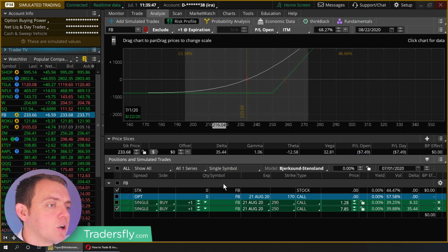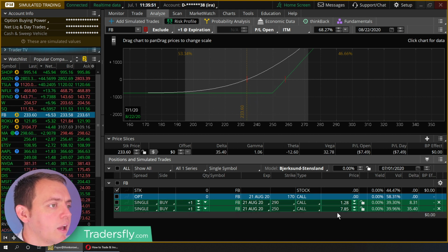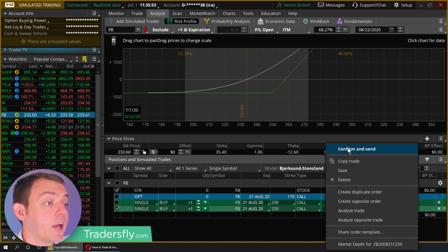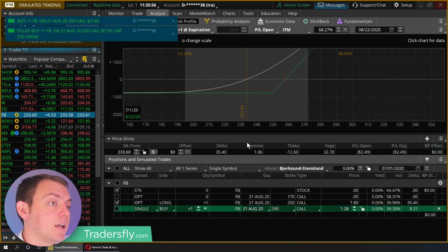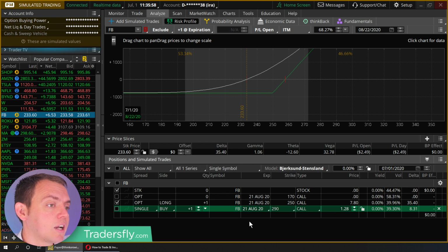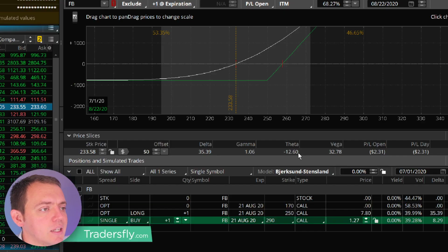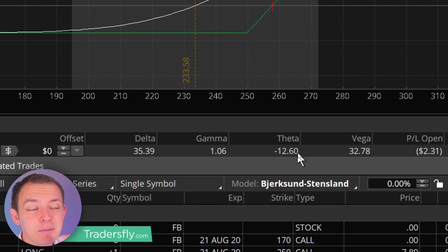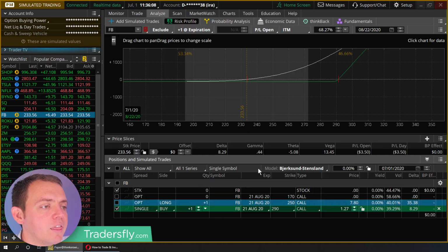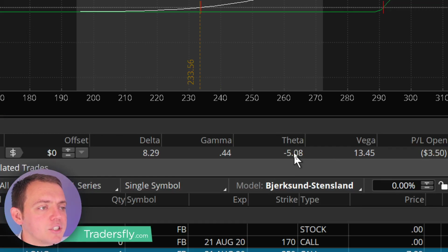So here what you could do is go ahead and look at the 250, and now it can move and kind of ramp up. So I could go ahead and confirm and send that in. And now, boom, I'm in the stock, I'm in the trade, but it's a little closer. The problem with this is I've got a 12 theta. That means every day I'm losing $12. Every day I'm losing $12. Whereas this trade, I only lose $5 a day.